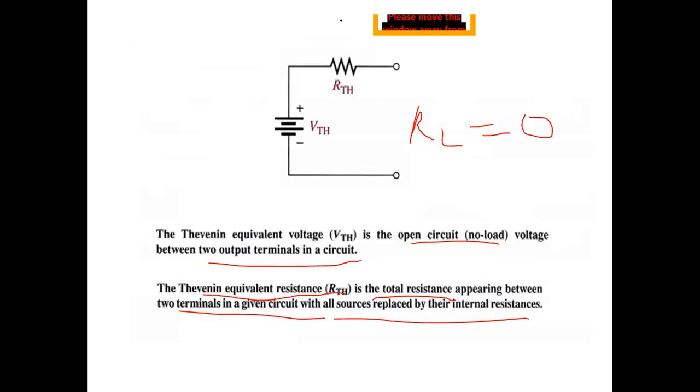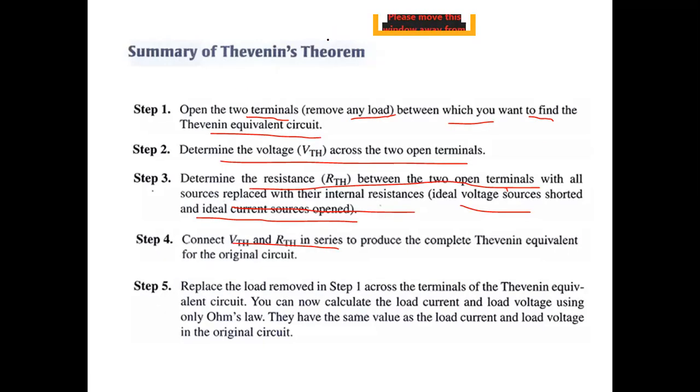VTH and RTH, as we can see from this figure, connect in series to complete the Thevenin equivalent of the original circuit. Okay. So next step 5, replace the load removed in step 1 across the terminals of the Thevenin equivalent circuit. You can now calculate the load current and load voltage using only Ohm's law. They have the same value as the load current and load voltage in the original circuit.